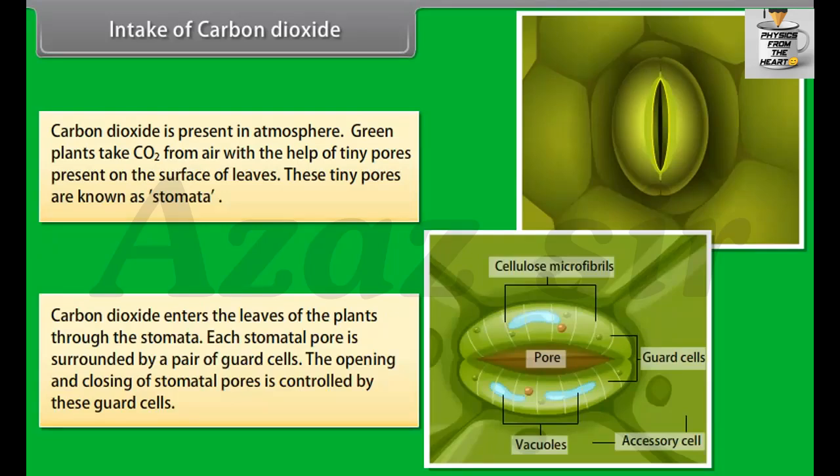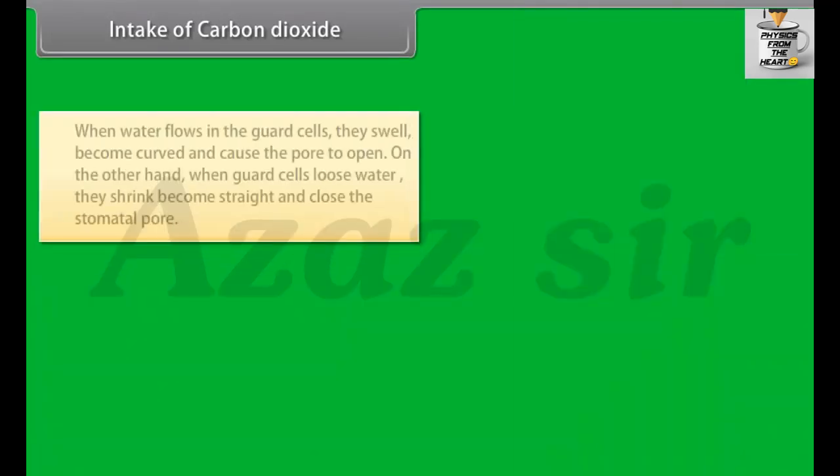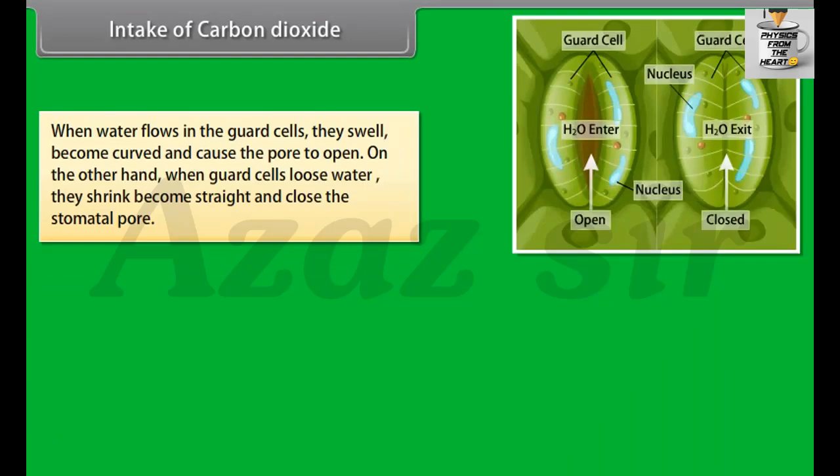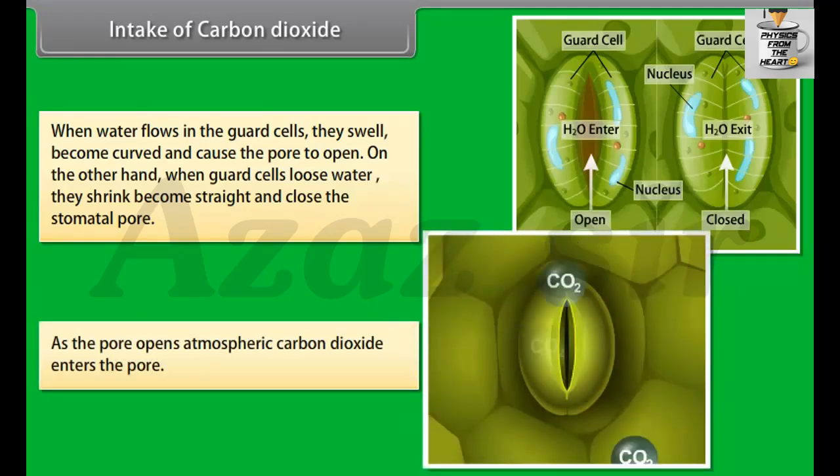Each stomatal pore is surrounded by a pair of guard cells. The opening and closing of stomatal pores is controlled by these guard cells. When water flows in the guard cells, they swell, become curved, and cause the pore to open. On the other hand, when guard cells lose water, they shrink, become straight, and close the stomatal pore. As the pore opens, atmospheric carbon dioxide enters the pore.